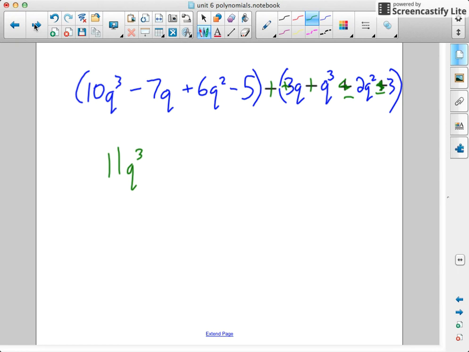Okay, that one's done. I'm going to do this one because it's the next highest degree. 6q squared plus a negative 2q squared is positive 4q squared. So I'm done with those. Now I have negative 7q plus a positive 3q, so that would give me minus 4q. And finally, negative 5 plus negative 3 is minus 8.